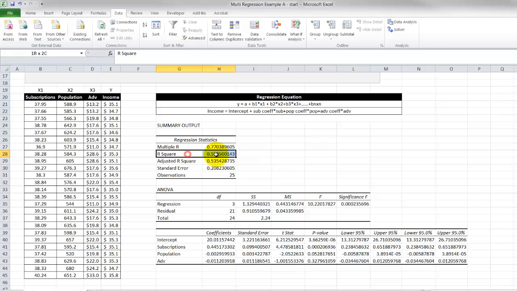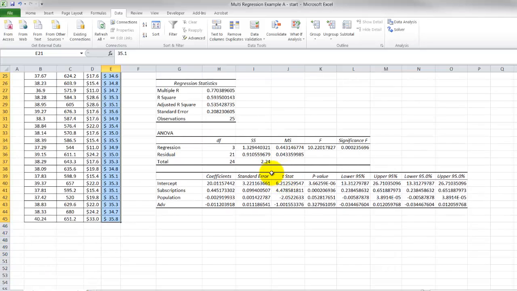Let's take a look at it. Looks like the R-squared value is roughly 60%. That means based on our regression analysis, implementing this particular equation, we roughly explain 60% of the variation in the income attribute.